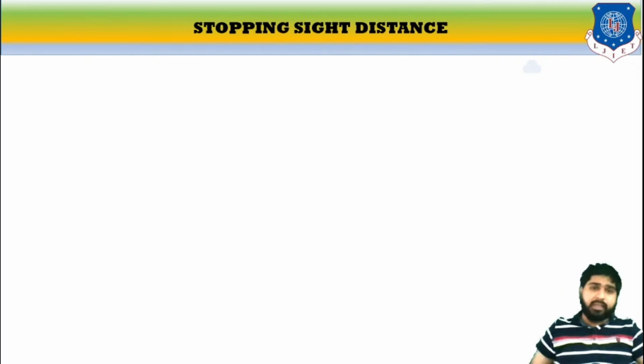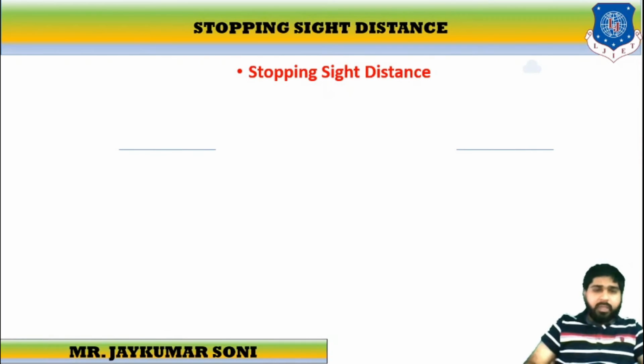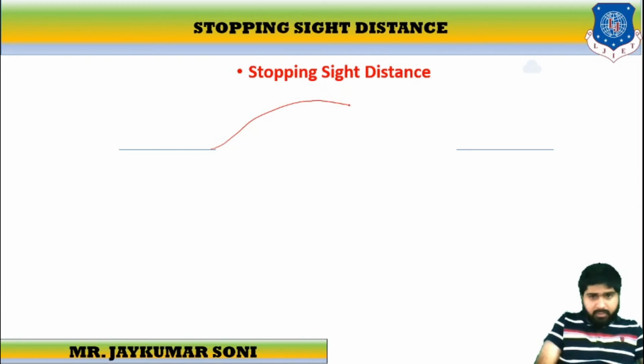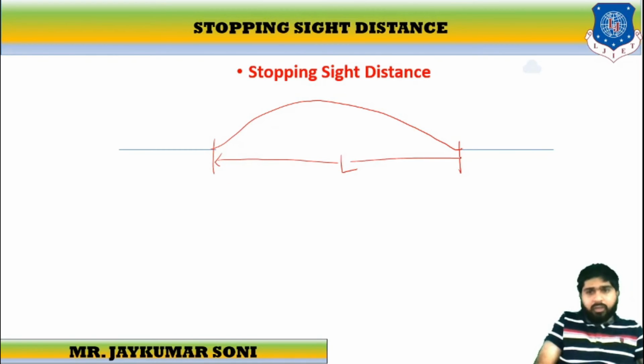Now let us discuss the stopping sight distance criteria. Let us assume that this is the type of road and the curve is provided like this. The distance between this point and this point is L, which is the length of curve. Let us assume that your car is traveling over here and an obstruction is provided over here. The distance between your car and the obstruction is the stopping sight distance, that is S.